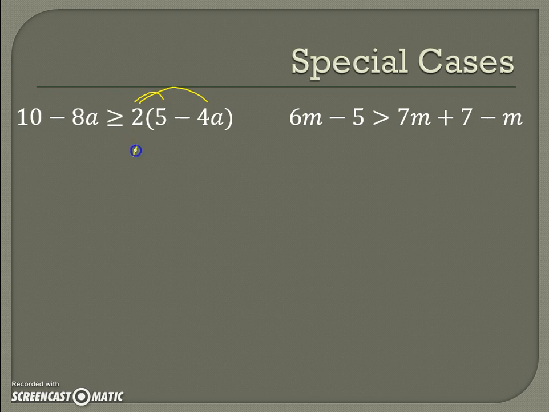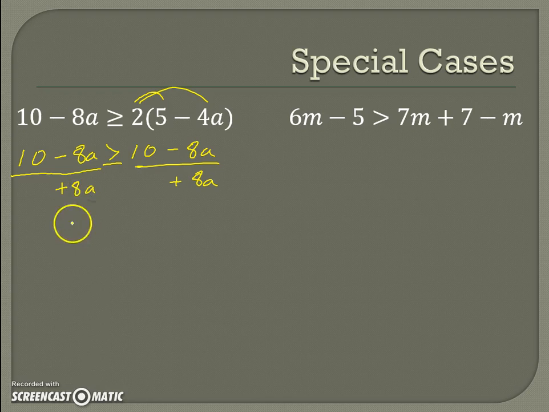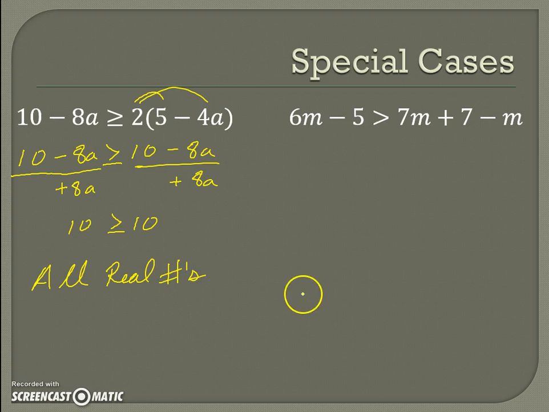Distribute the 2. Everything else comes down, so I get 10 minus 8a is greater than or equal to. And you can see here that these are exactly the same value. Now you could go through and try to get the same thing, and you end up getting 10 is greater than or equal to 10, which is a true statement. Anytime this kind of thing happens, this means all real numbers, just like it did with equations. All right, it's no different.